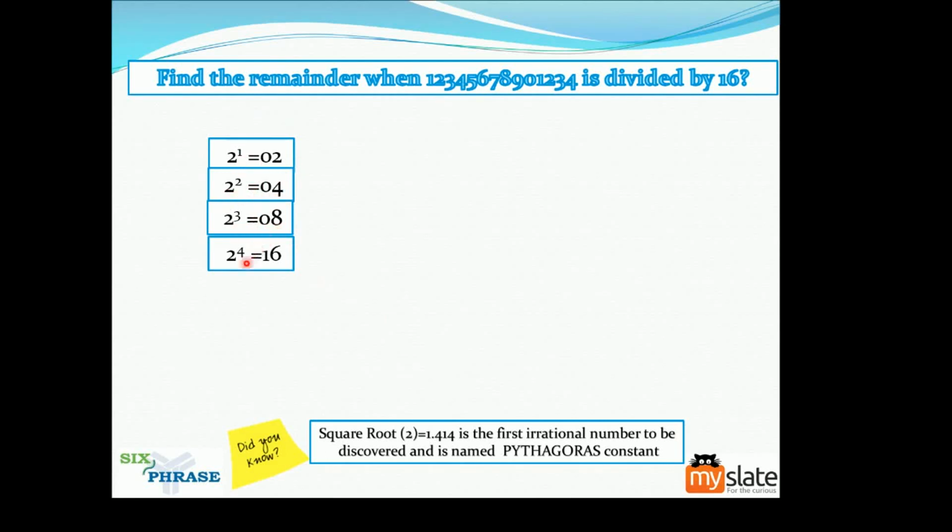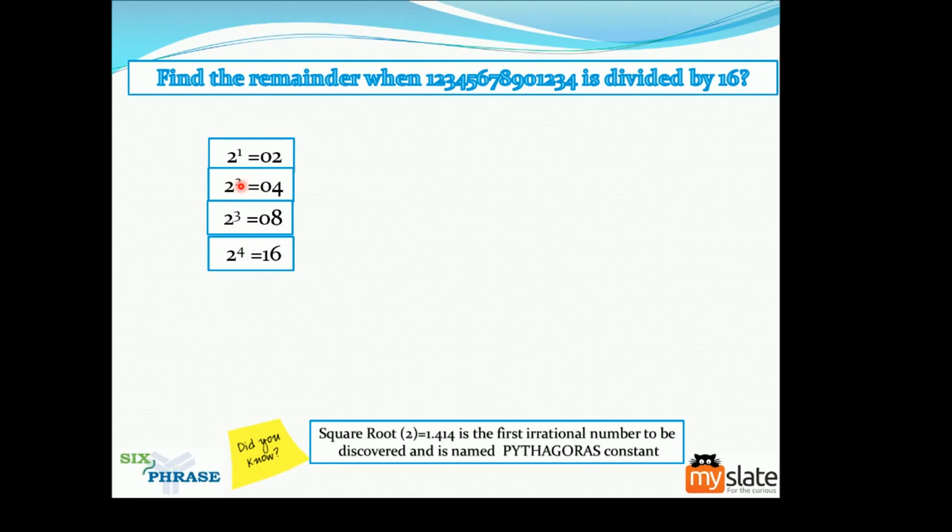Can anyone tell me what is the divisibility check for 2? For the number 2, the divisibility check is if the last one digit is divisible by 2, the whole number is divisible by 2. What is the divisibility check of 4? If the last 2 digits are divisible by 4, the whole number is divisible by 4.